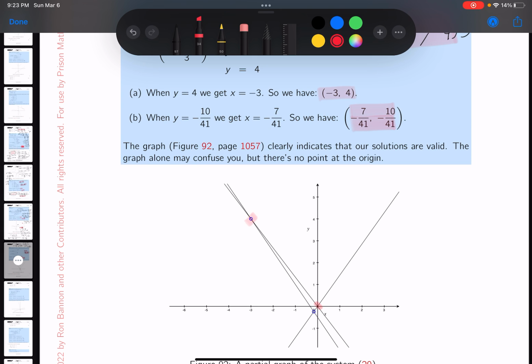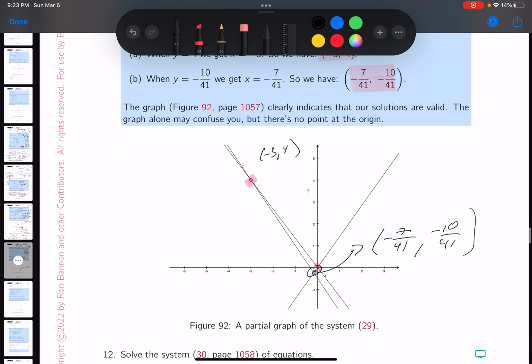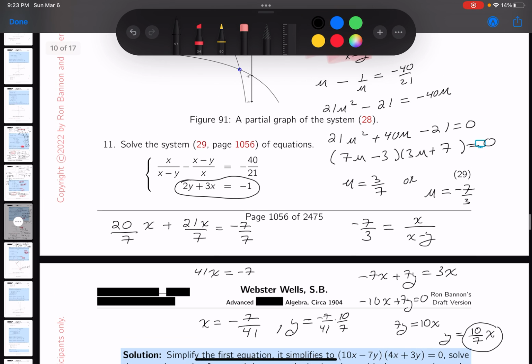So the question is, did I find the correct points? Well, I want to point out this point over here is probably the easiest one to find by inspection. It does look like minus 3, 4. I've got to be honest with you, this one over here, there's no way I could look at the graph and get that. But it's actually minus 7 over 41, minus 10 over 41. They're really not bad to get by the techniques that we're using, all right? These can be difficult problems, though. I'm not saying it's an easy problem.